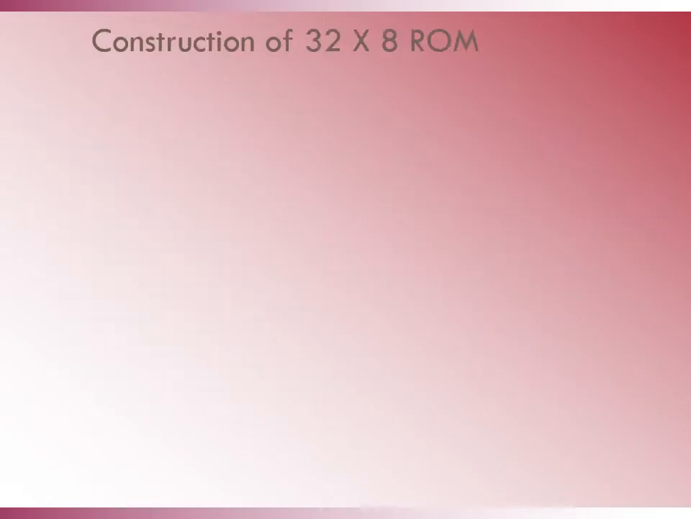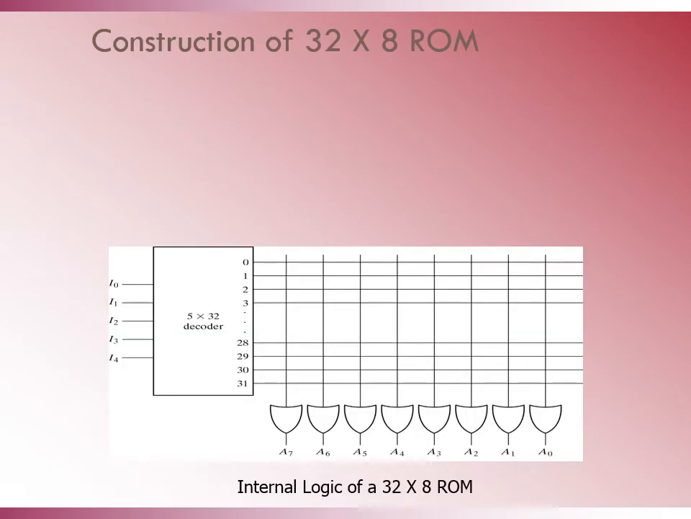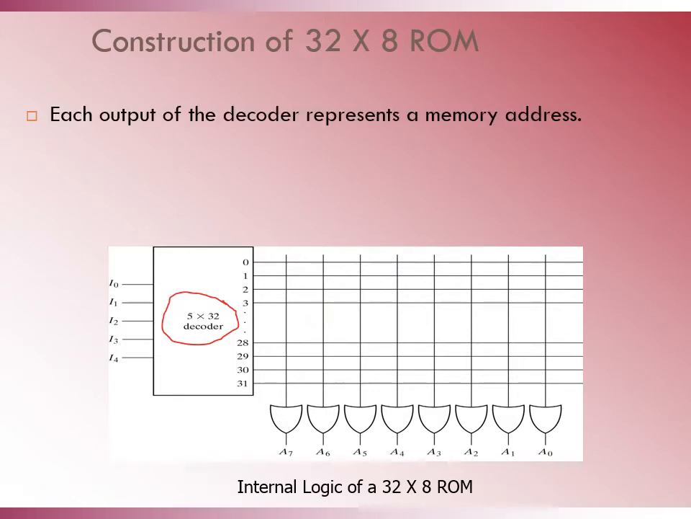Now we consider the construction of a 32 by 8 ROM. Here 2 raised to n equals 32. Therefore n equals 5. So we use a 5 to 32 decoder. Each output of the decoder represents a memory address or a minterm.